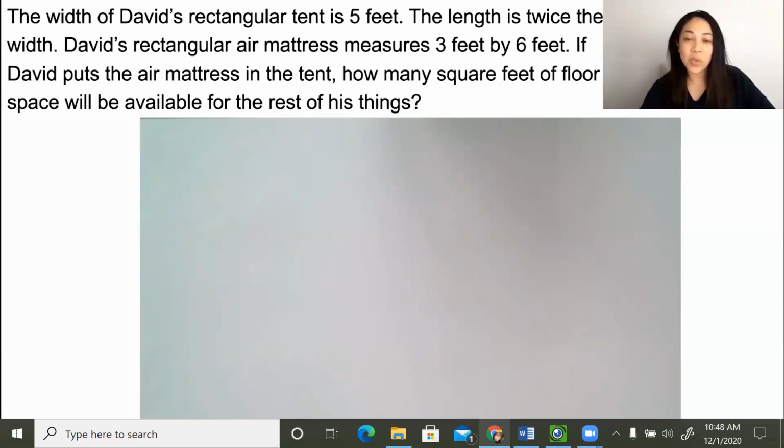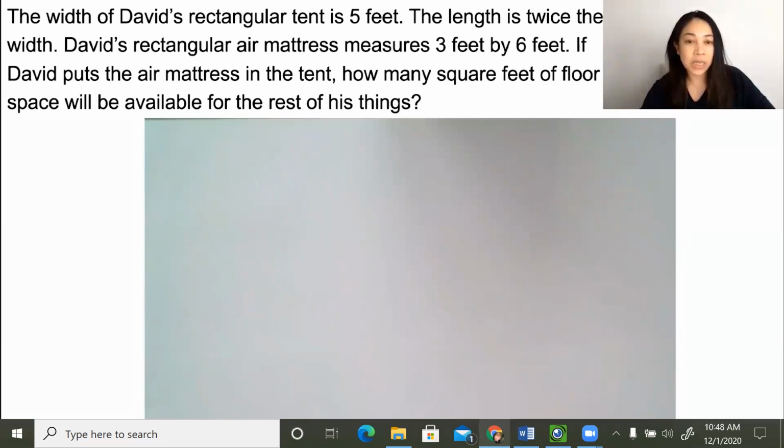We know that David's rectangular tent is 5 feet. We know that the length is twice its width. We also know that David has an air mattress and its dimensions are 3 feet by 6 feet. And we know that he puts this air mattress inside of his tent. Using all of this information, I'd like us to go ahead and pause the video here to draw a model that represents all of this information. We'll compare our models when you get back.